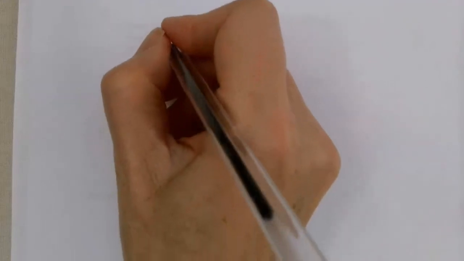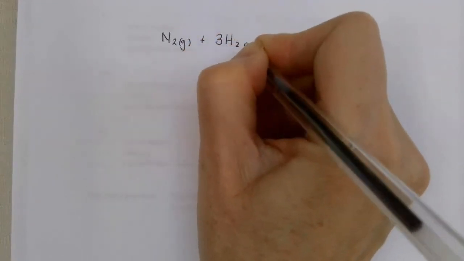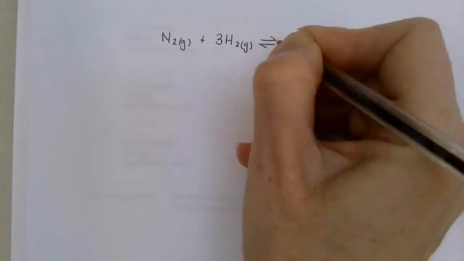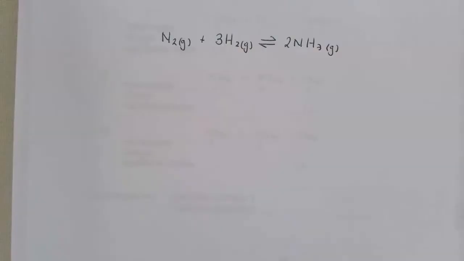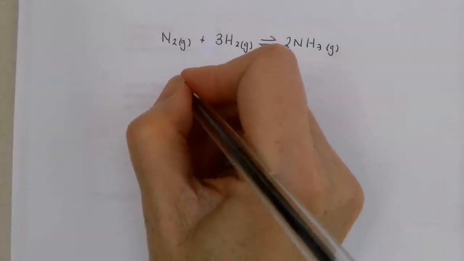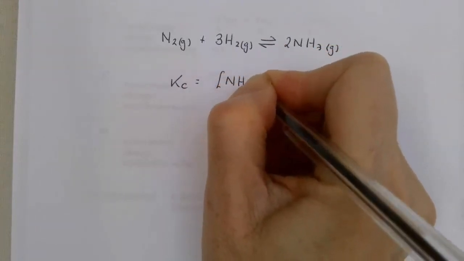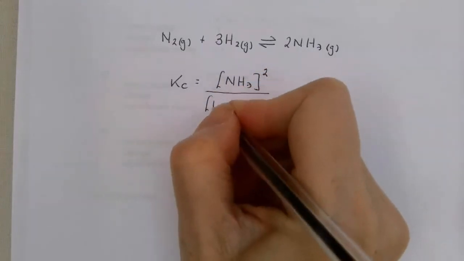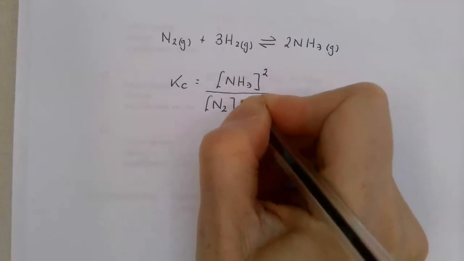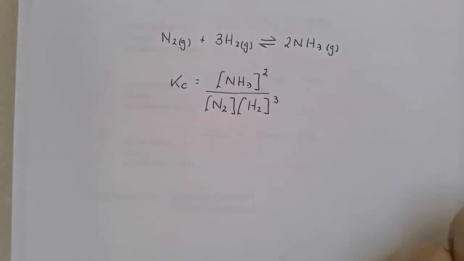Our second example on this sheet was nitrogen gas and hydrogen, H2 gas, reacting reversibly to form ammonia. And under the conditions we're going to do this, that is also going to be a gas. Again, we can write our Kc expression. That is the concentration of the ammonia, NH3, squared, divided by the concentration of the nitrogen, raised to the power 1, times the concentration of the hydrogen, cubed in this case.